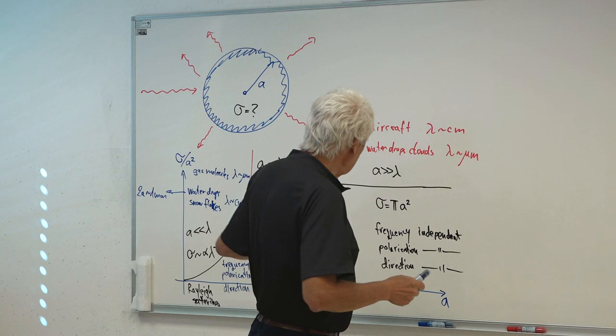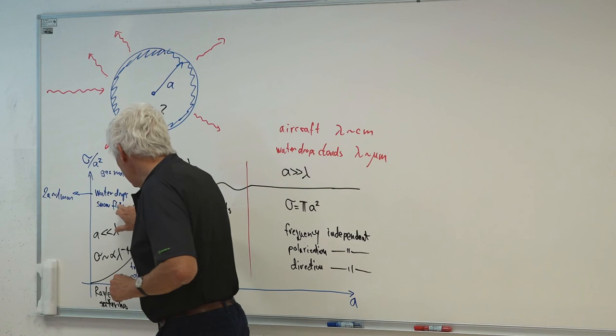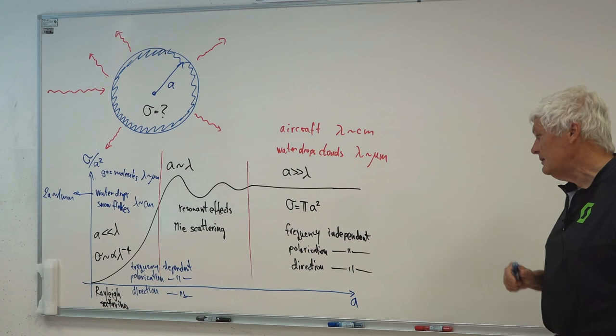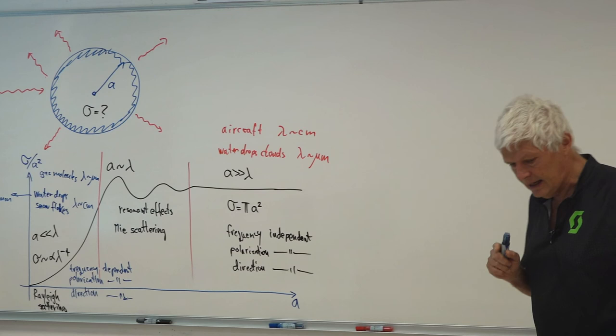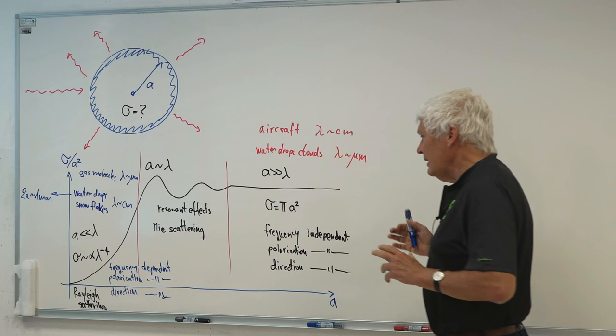The same water drops that are much larger than visible light wavelength, the same water drops for radio waves act as very, very small scatterers. So Rayleigh scattering applies. It is frequency dependent, it is polarization dependent, it is direction dependent, and today we have to go into a little bit more detail on how to handle this condition. So, how to develop the radar cross-section of a small scatterer like a water drop.